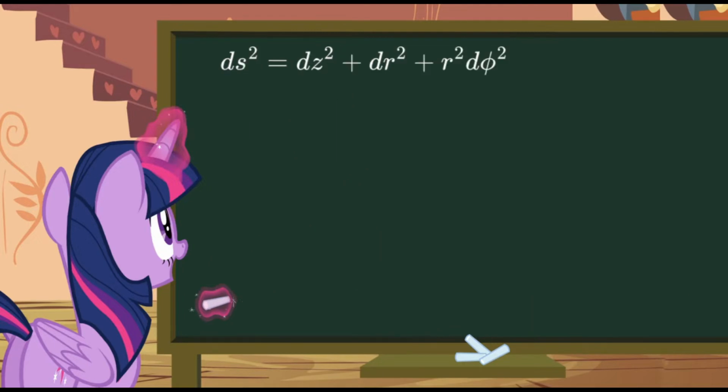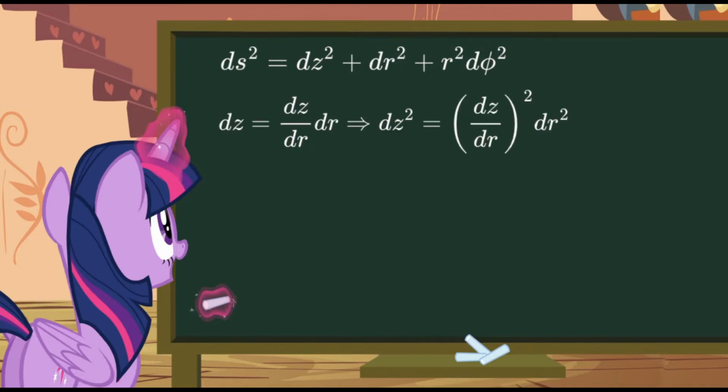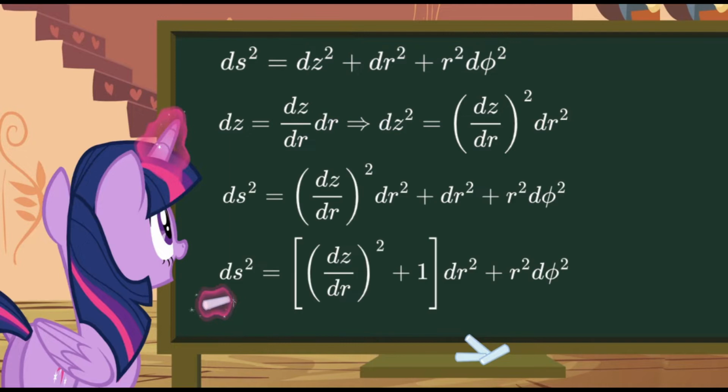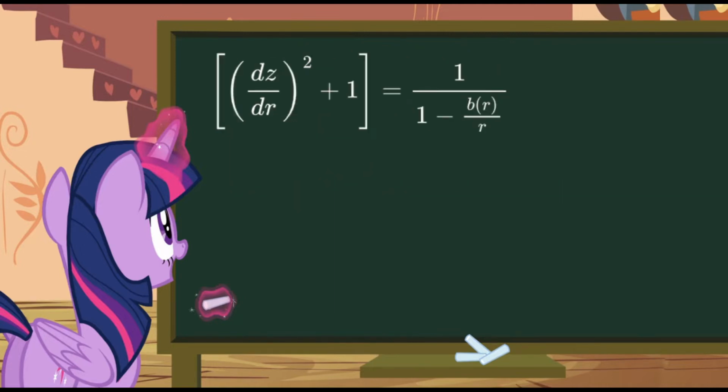To do it, first we get the metric for cylindrical coordinates. We can rewrite the dz component using the derivative of z with respect to r. Substitute it in the metric, and factor out the dr squared. This component in brackets must be equal to the component of dr in the wormhole metric.